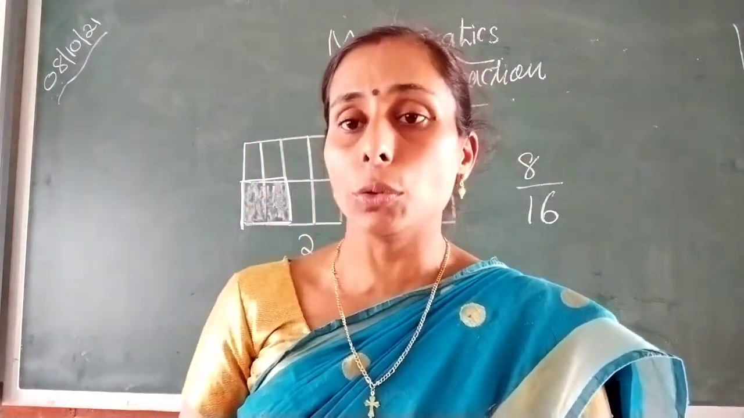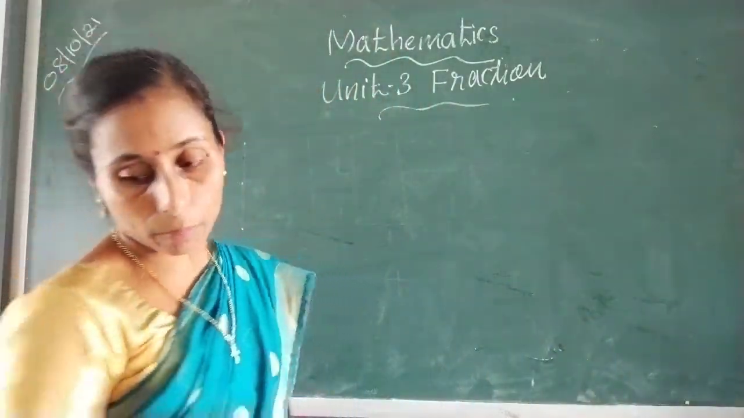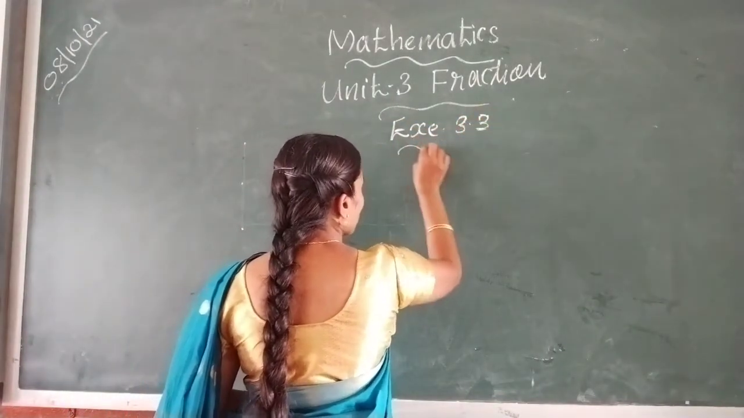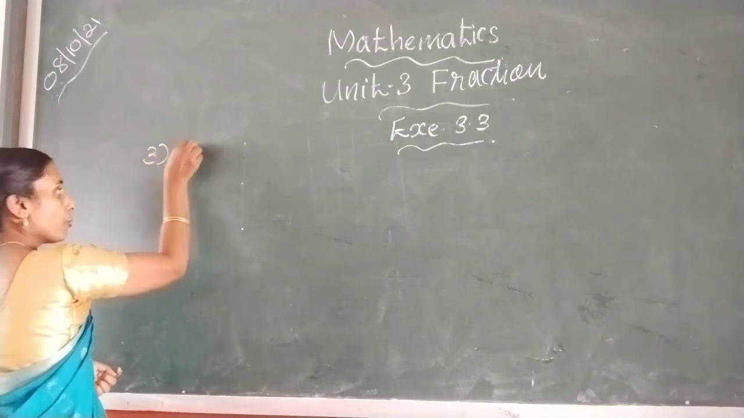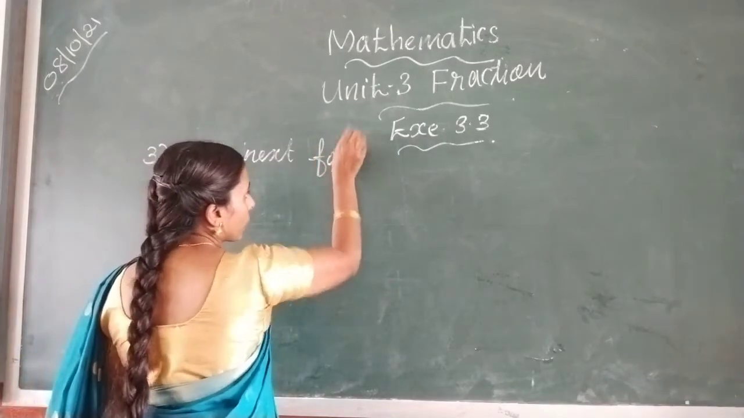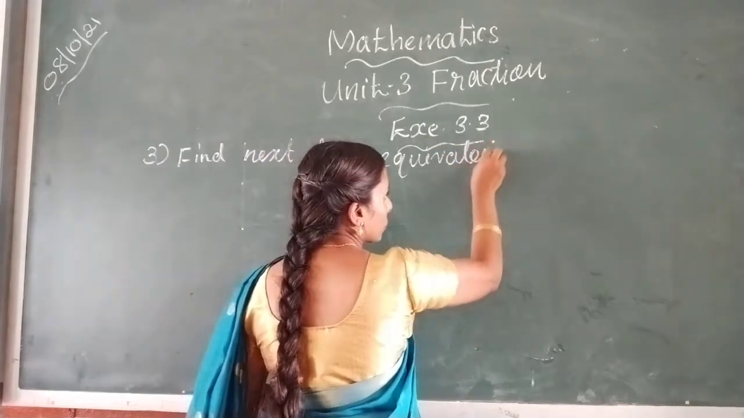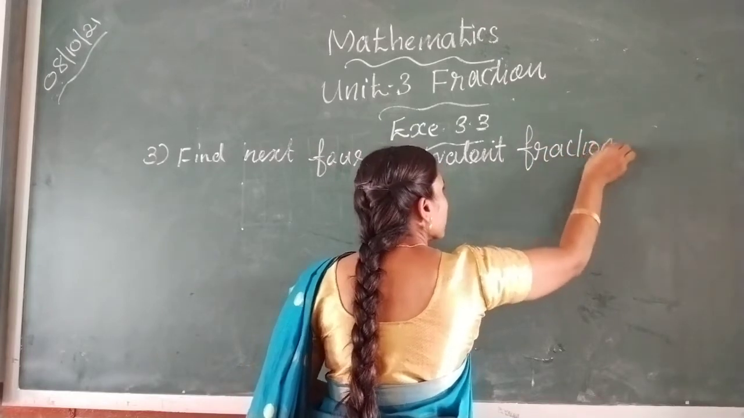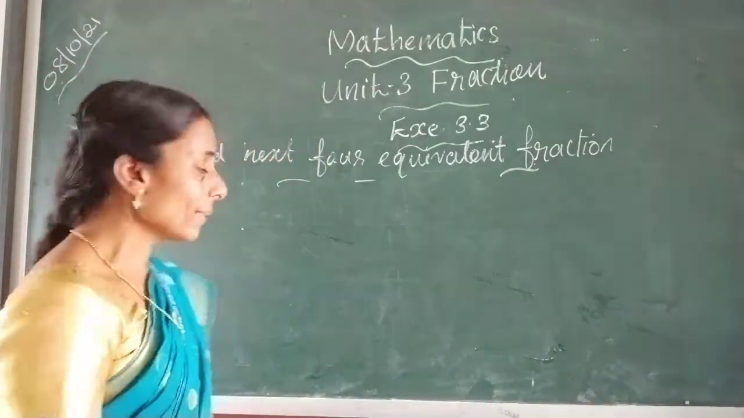So let us see how we can find the equivalent fractions. This is your copy book. You have to do it in your copy. Exercise 3.3, question number 3. Find the next 4 equivalent fractions. First one, 2 upon 3.